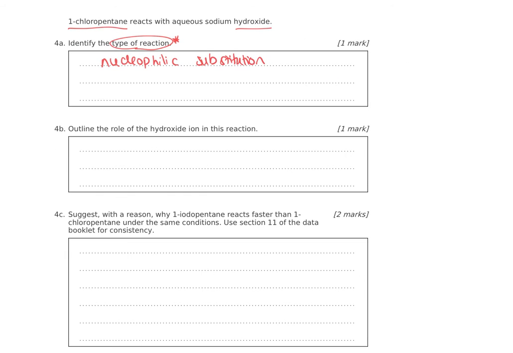4b, outline the role of the hydroxide ion in this reaction. Well, it's acting as a nucleophile because it's nucleophilic substitution. So it acts as a nucleophile. You could describe that, so you could say it donates a pair of electrons. Okay, or you could say it acts as a Lewis base. When we do acids and bases, that'll make a bit more sense, but basically a Lewis base is an electron pair donor. We kind of wrote it in our notes, but haven't really talked about it. We'll talk about it a lot more in acids.